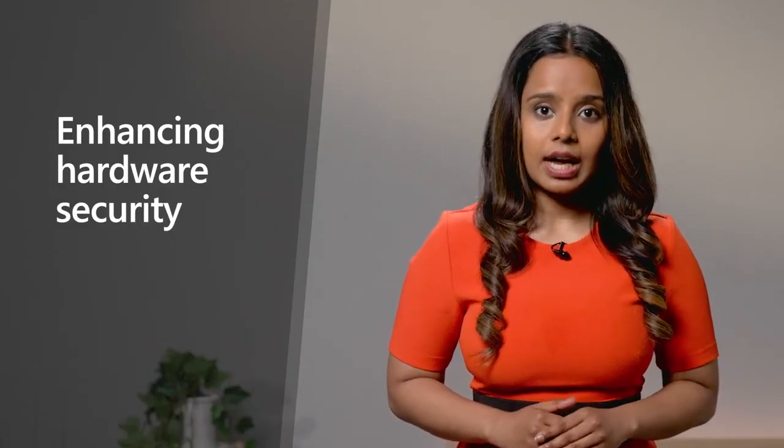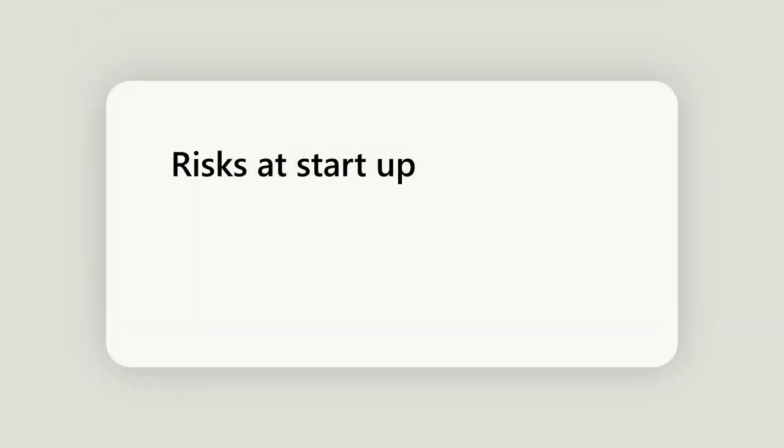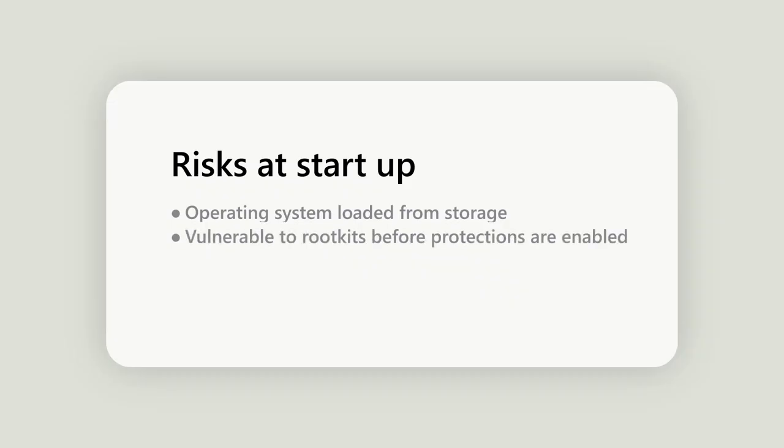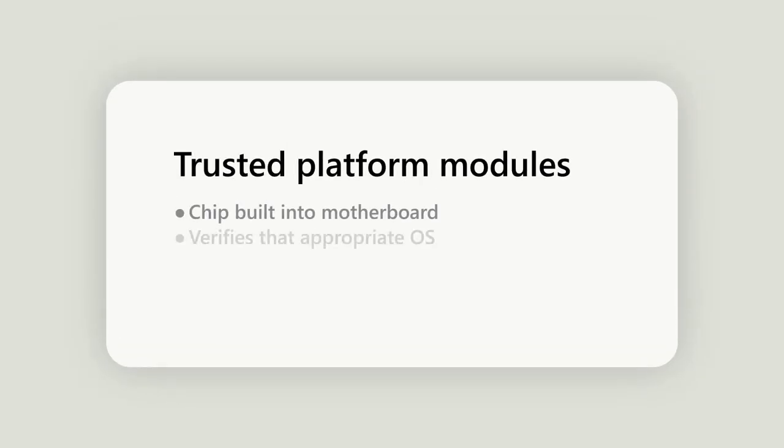Security specialists know that the first port of attack is when a device is starting up. The OS bootloader will load the operating system into memory from storage. A rootkit will attempt to hijack a device at this stage before software protections like anti-malware and firewalls can begin. To prevent this, security measures such as Trusted Platform Modules or TPMs are implemented as safeguards. The TPM is a chip built into the motherboard that verifies that the appropriate operating system has been loaded. This ensures that the device is operating in a trusted environment.